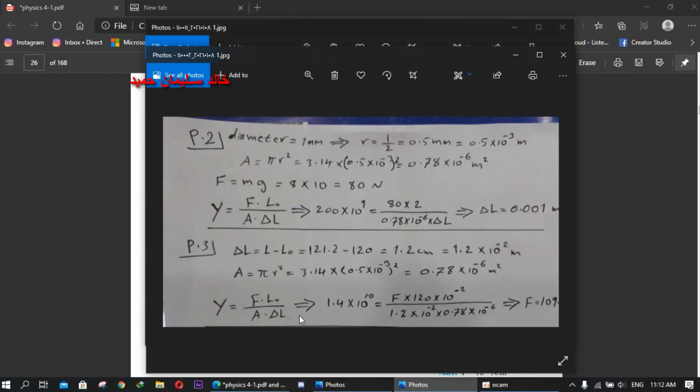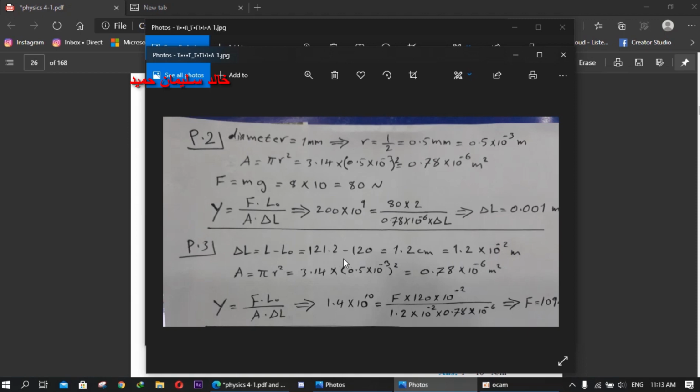The solution is, we have to find delta L. We have the new length and the original length. So the delta L, the stretch in the length, the elongation, is 121.2 minus 120. It's equal to 1.2 centimeter, and we have to change it to meter. So it's 1.2 times 10 to the minus 2 meter.